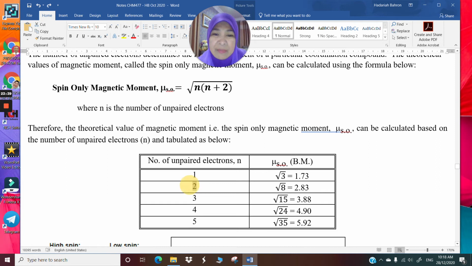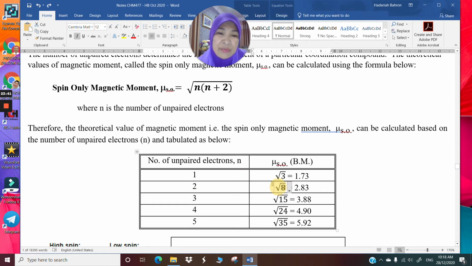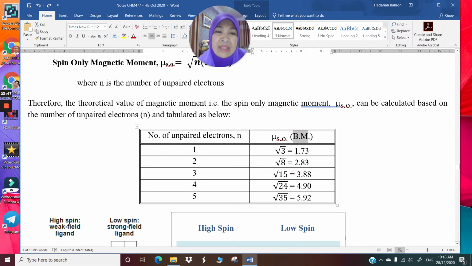If you have 2 unpaired electrons, it's going to be square root of 8. So you have 2.83 Bohr magneton. This is called Bohr magneton, BM. 3 unpaired electrons will give you a magnetic moment of 3.88. 4 give you 4.9, and 5 gives you 5.92 Bohr magneton. And this can be experimentally measured.